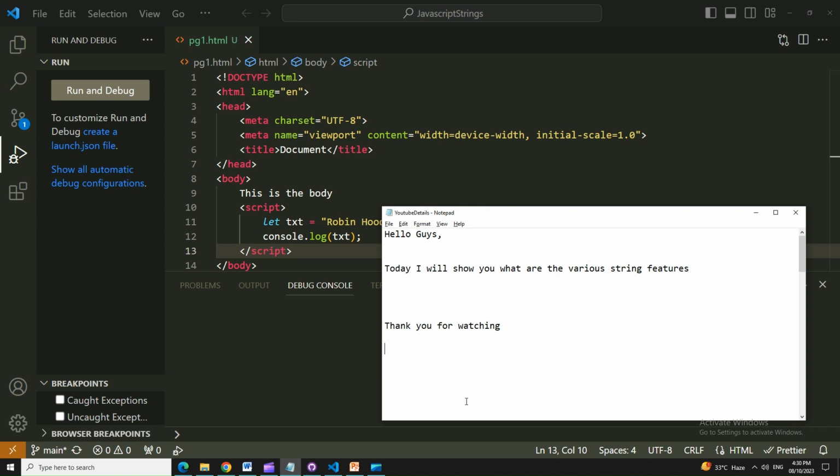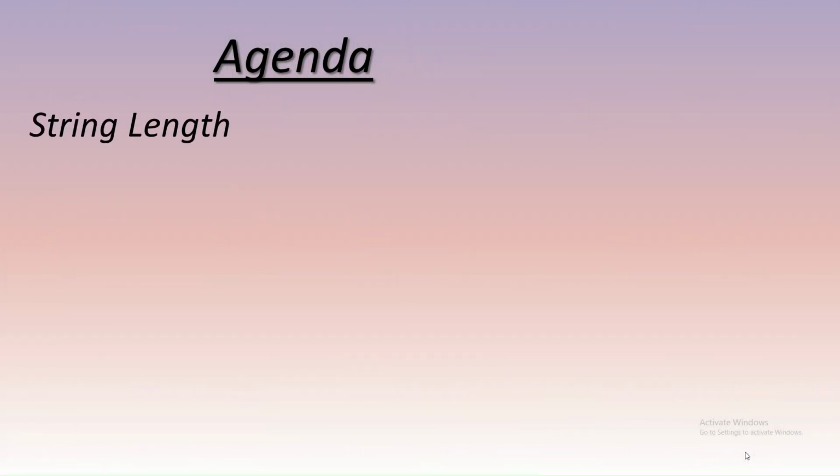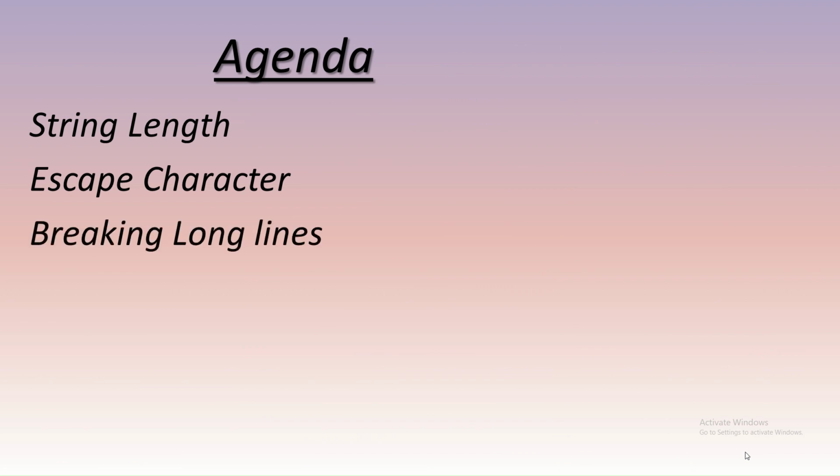Okay, so let's have a look at the agenda that we will be covering. Alright, so the first thing we will learn about is string length, then escape characters, then breaking long lines of code, and then strings as objects. Let's see them in action.